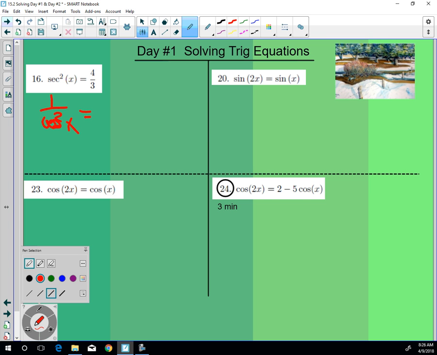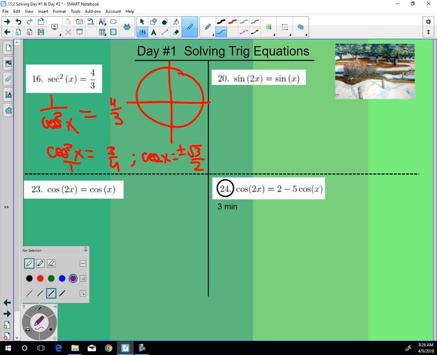All right, so that's equal to 4/3. So cosine squared is equal to what? 3/4. Now, if you took the square root of both sides, you'd get cosine x equal plus or minus square root of 3 over 2. And now you're going to get all of these answers. You're going to get these two, and these two out here. So this will have 4 answers, actually.